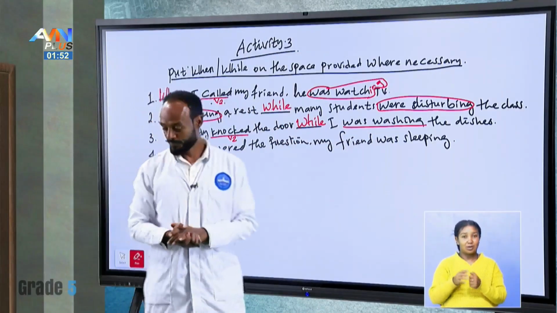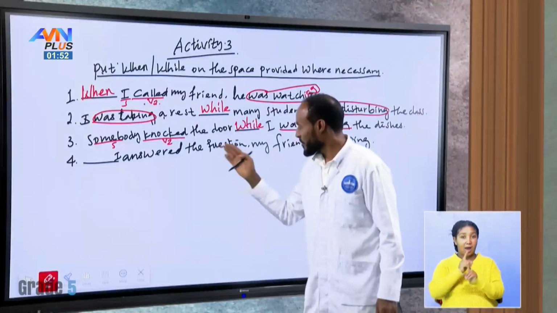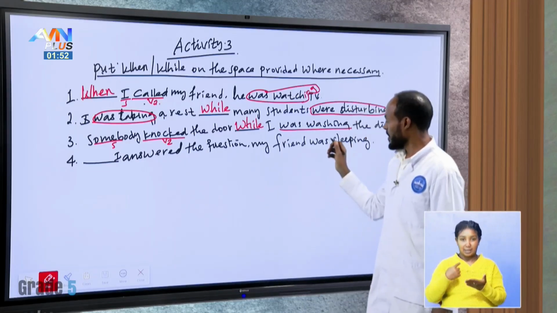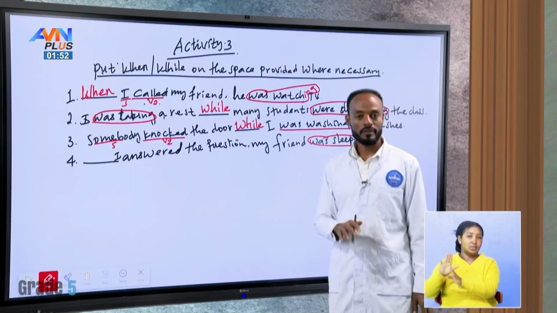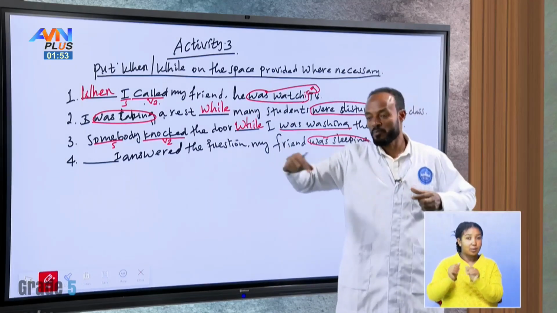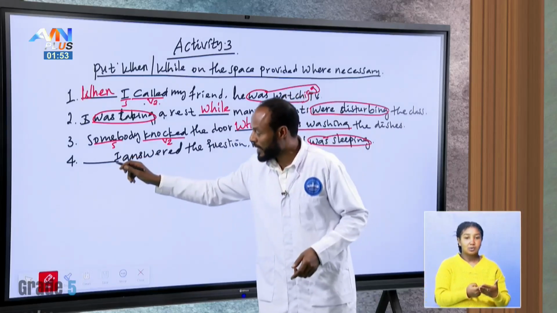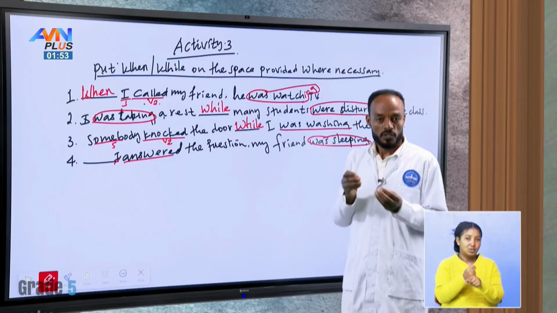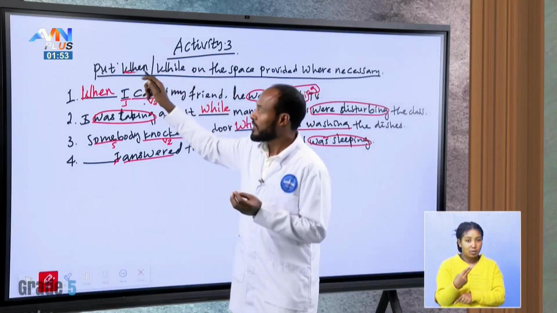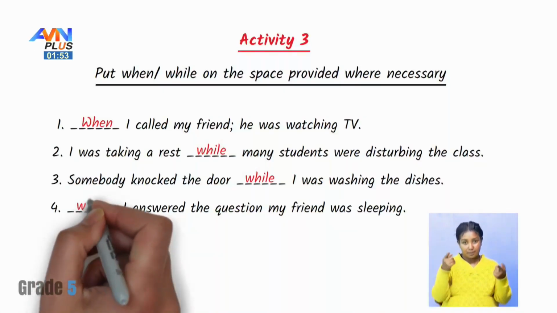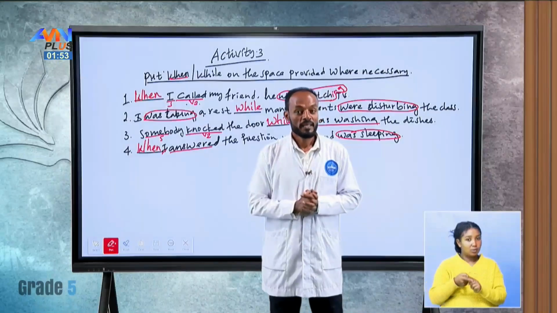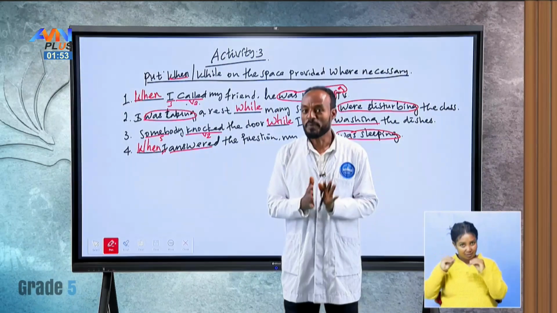The last one is senior. Blank, I answered the question. My friend was sleeping. Here, was sleeping is long action. The action which was happening for a certain time. What about this one? Subject plus verb 2. This means it indicates short action. So if it is short action, we have to use, yes, when. So we have to start with a capital letter, then when I answered the question, my friend was sleeping. Yes, bravo students. I hope I'm clear.